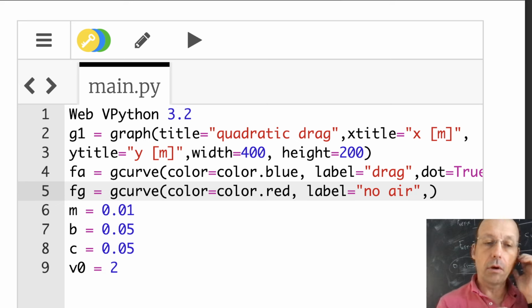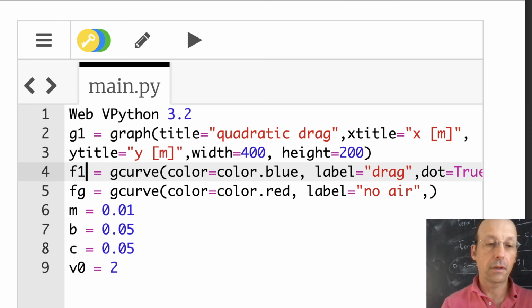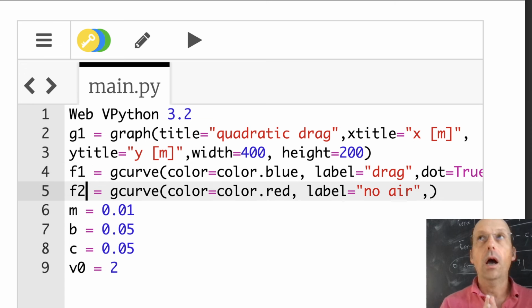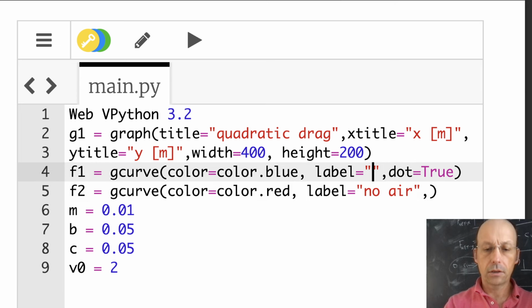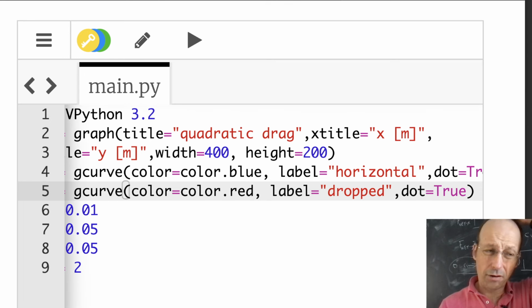No, I'm sorry. Let's just call this F1 and F2. And in fact, I only need to plot the Y motion, but we're going to do trajectory anyway. So this is going to be horizontal shot, and it's going to be dropped. That's right, that's what I want. And then I'm going to put dot equals true. It might be marker. I can't remember.